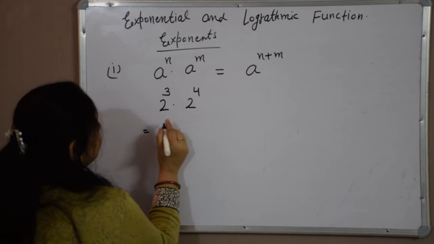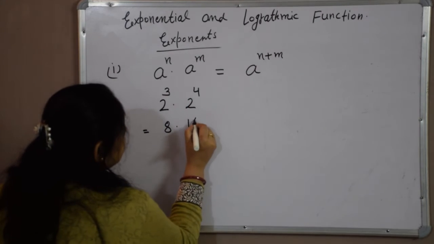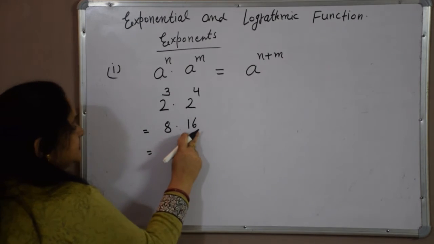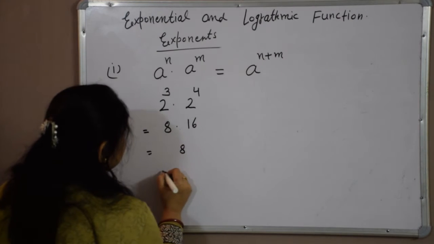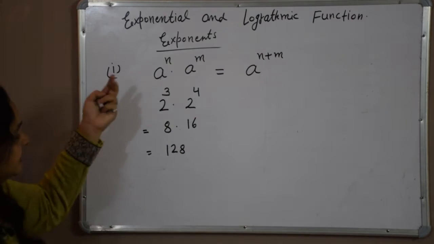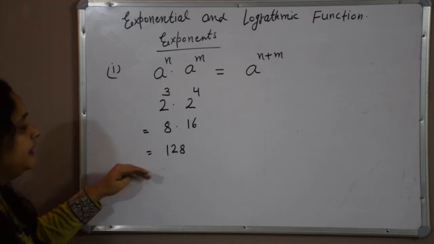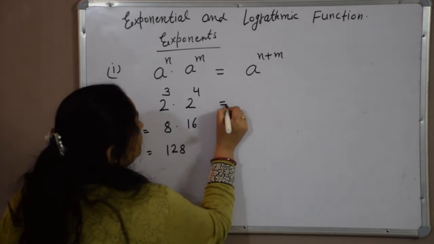Now 2 raised to power 3 is 8 and 2 raised to power 4 is 16. So 8 into 16 is 128. So if we are generally solving it without using the property, we get 128. But now I am trying to use the property.